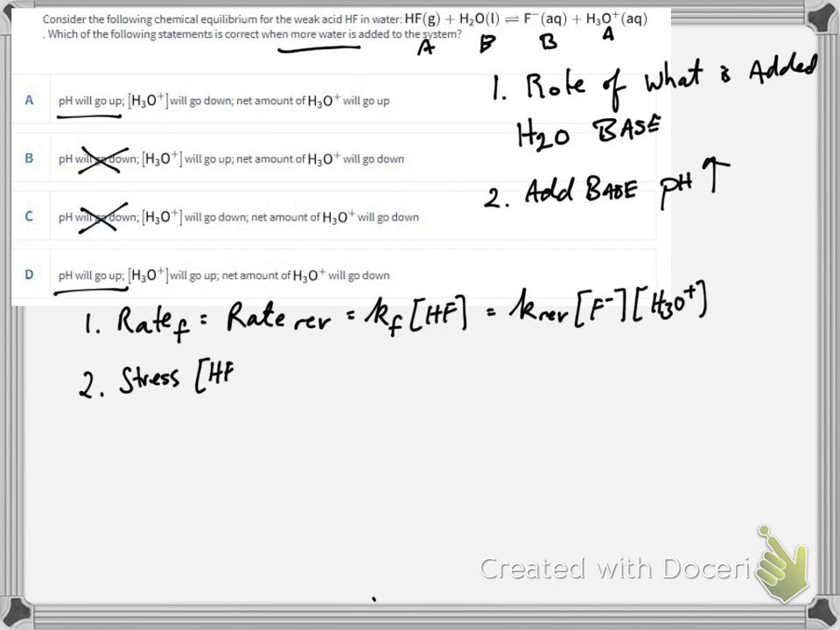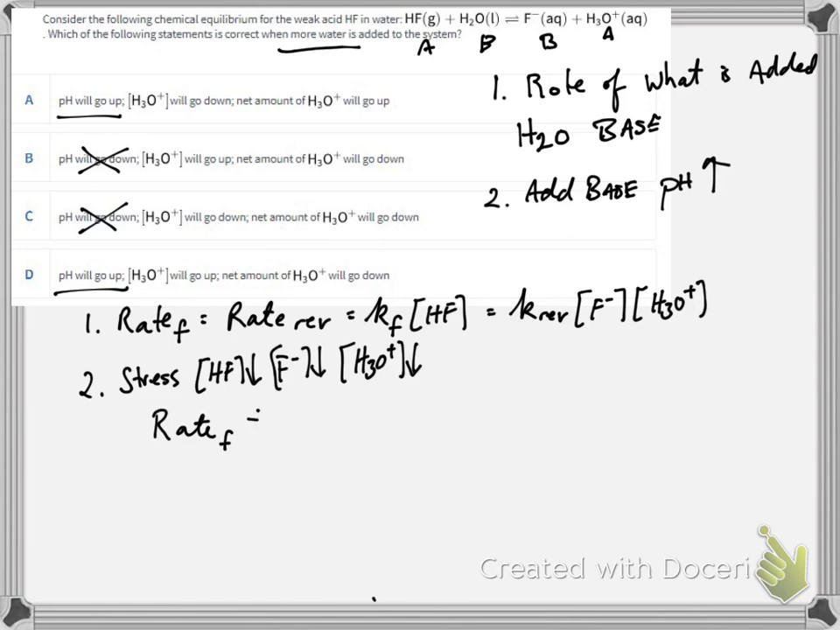So let's take a look. If we add water, we dilute the system, so the concentration of HF goes down, the concentration of F minus goes down, and the concentration of H3O plus goes down. So now we see right away in 2 that the answer has to be A, because the hydronium ion concentration must go down if you're diluting your acidic solution, right? So we kind of have that answer already, but let's go through all the steps.